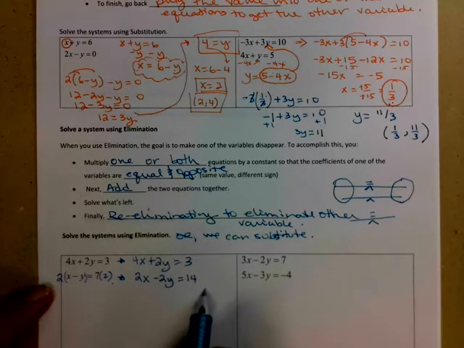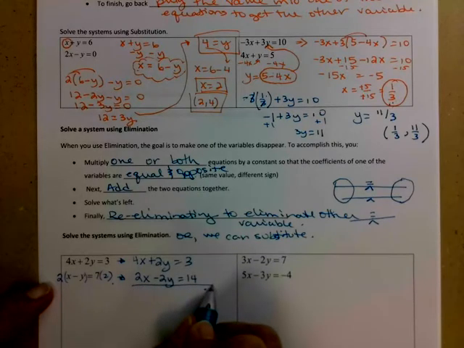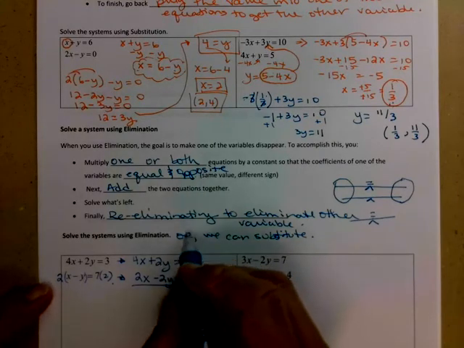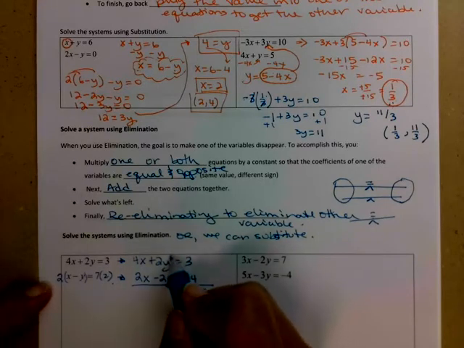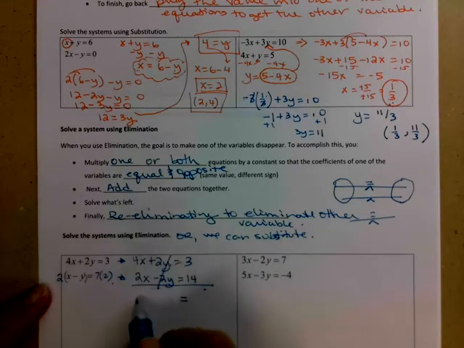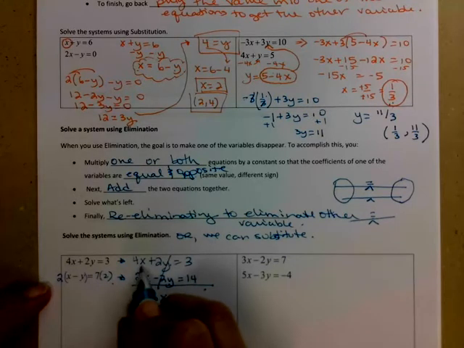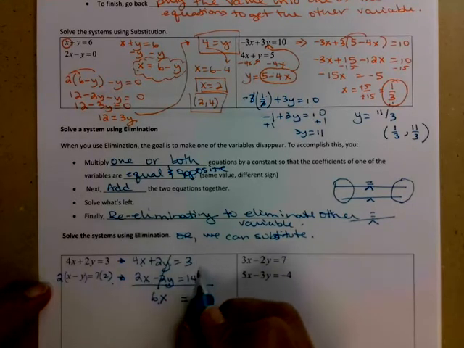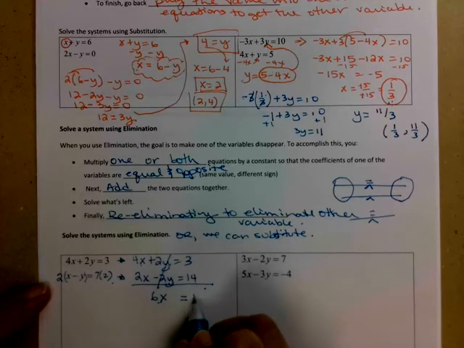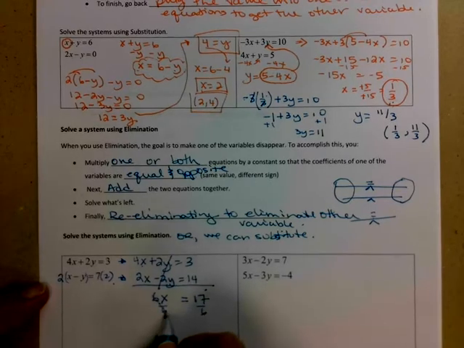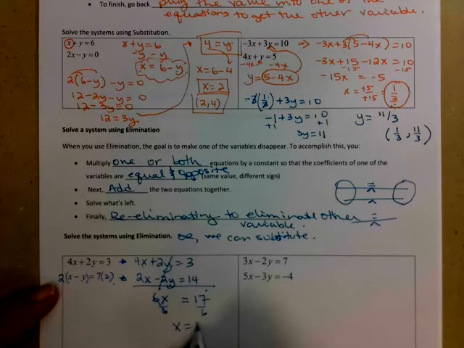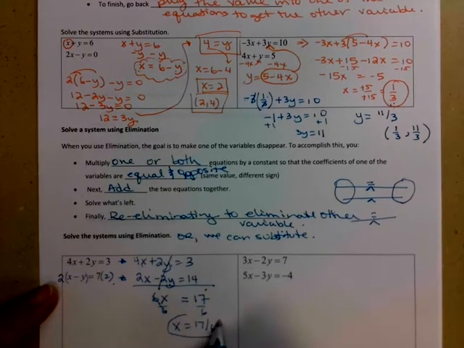It's just been scaled up so that, we're on step 2, when I add these two equations together, the positive 2y and the negative 2y go away, and I get 6x, 4x plus 2x, and then on the right side I get 3 plus 14, 17. And then solve for x. So divide both sides by 6. X equals 17/6.